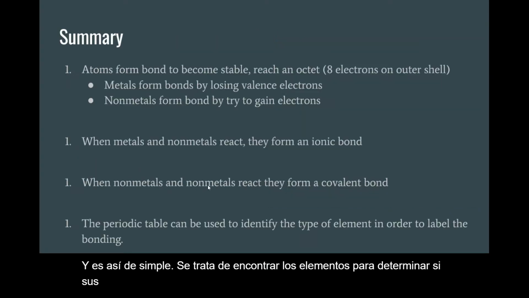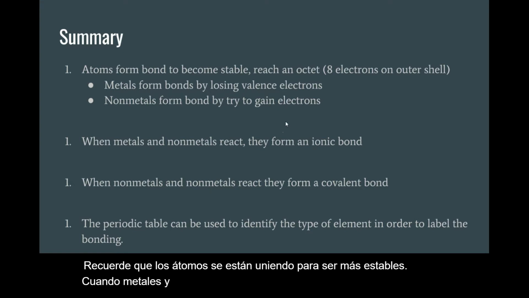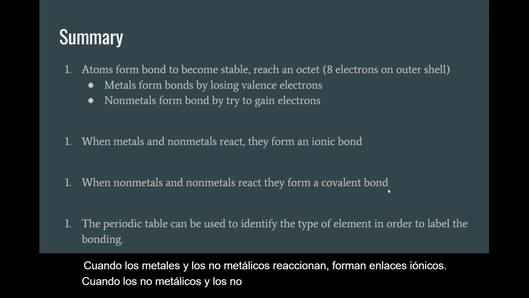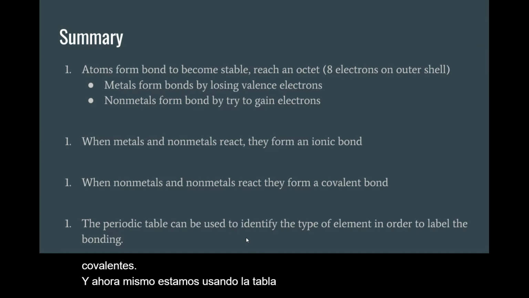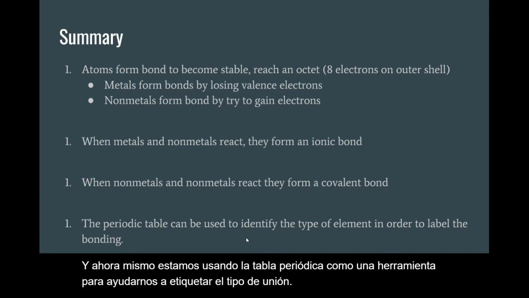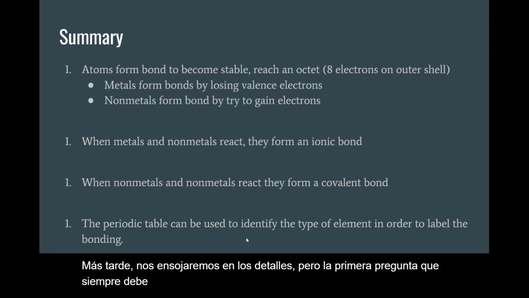So remember that atoms are bonding to become more stable. When metals and nonmetals react, they form ionic bonds. When nonmetals and nonmetals react, they form covalent bonds. And right now we're using the periodic table as a tool to help us label the type of bonding. Later on, we'll get into the details, but the first question you must always ask yourself is this ionic or covalent? Because we're going to find out that the rules for naming and writing formulas is different for each one.